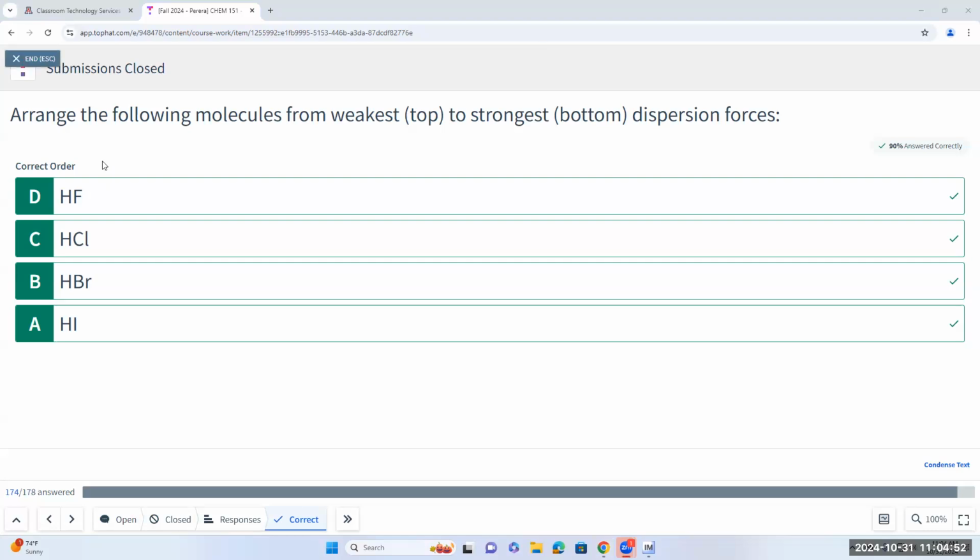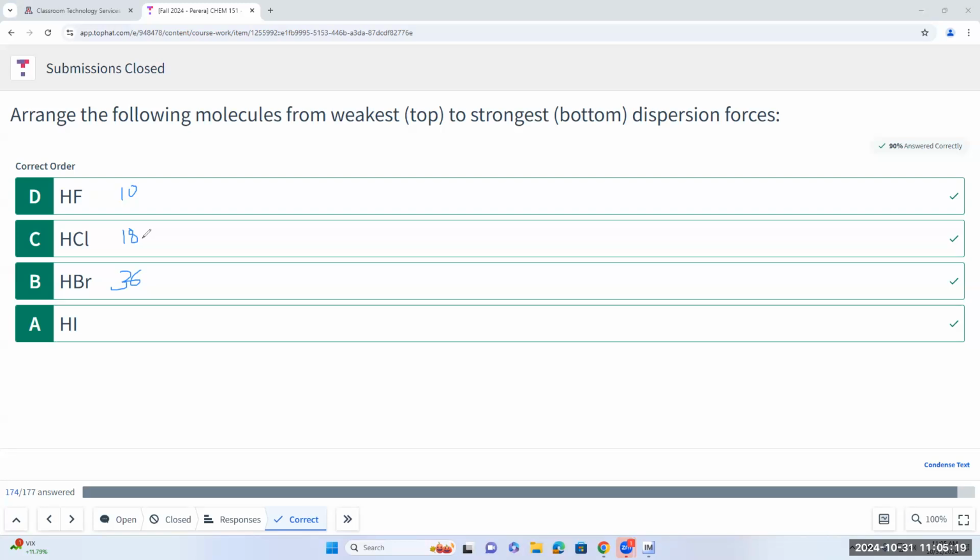For HF, we have only 10 electrons, and HCl is 18, and HBr is 36, and then I cannot remember, you should check. So how do we know that HCl, for an example, has 18 electrons? Chlorine's atomic number is 17, so it has 17 electrons plus 1 electron from hydrogen, so 1 plus 17 is 18, and that's how we get the total number of electrons.